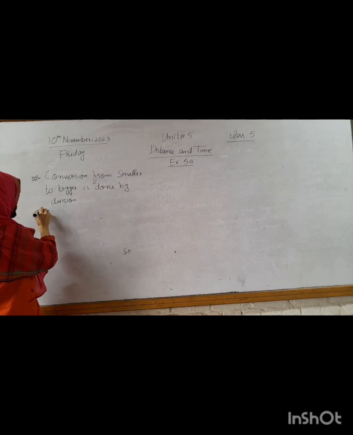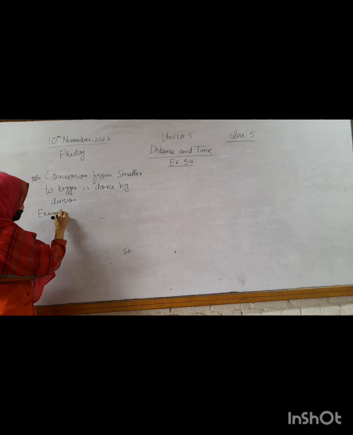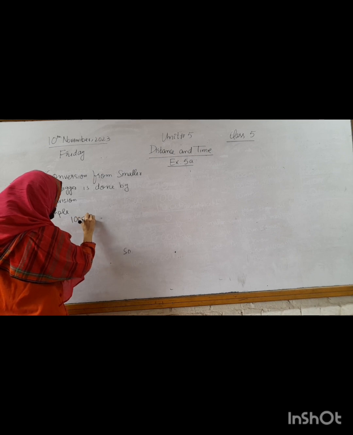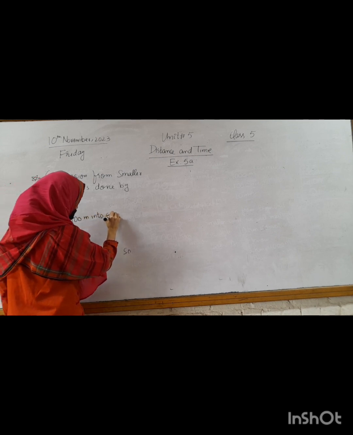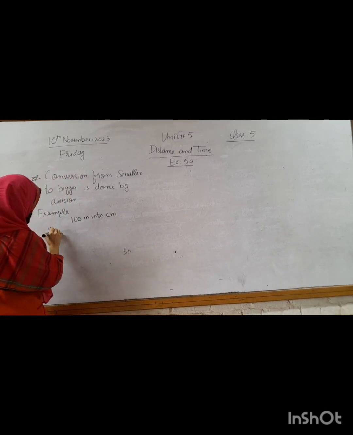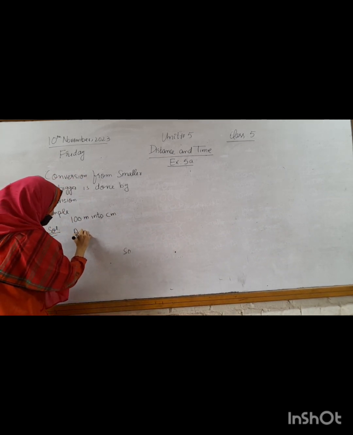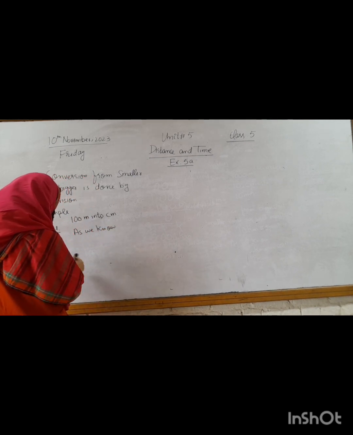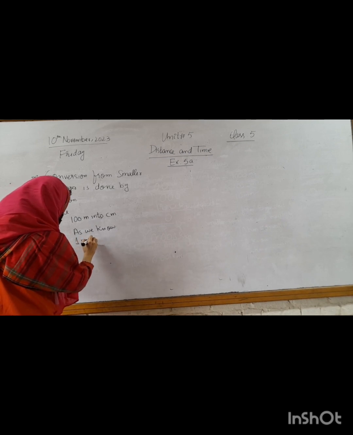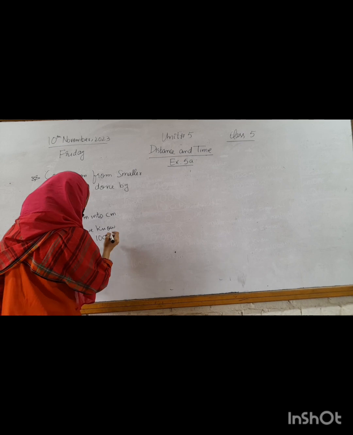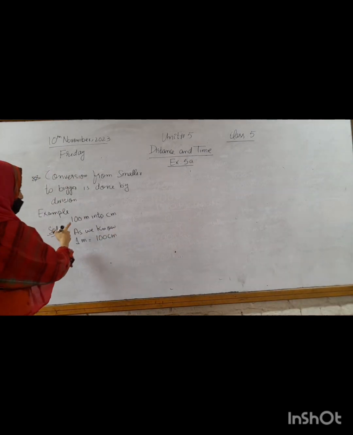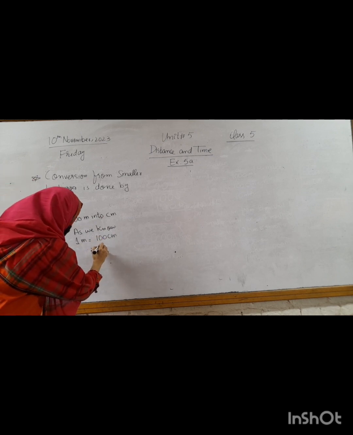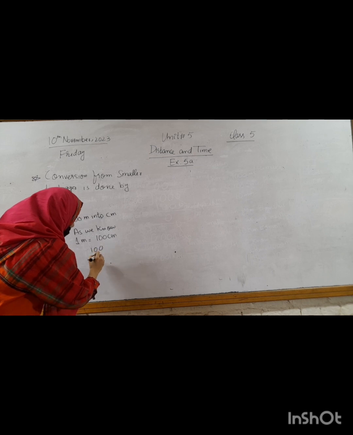Now we convert another example. Now we convert 100 meter into centimeter. Solution. As we know, 1 meter is equal to 100 centimeter, and when we convert 100 meter into the centimeter, since 1 meter is equal to 100 centimeter, we will multiply it because we convert meter into centimeter and meter is bigger and centimeter is smaller.